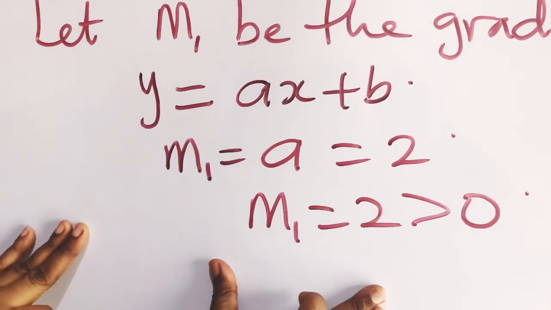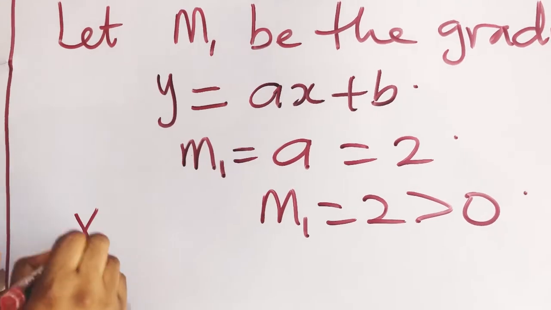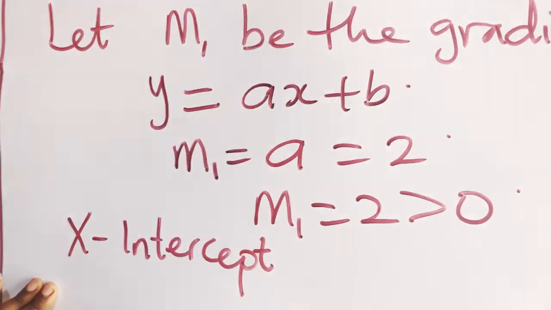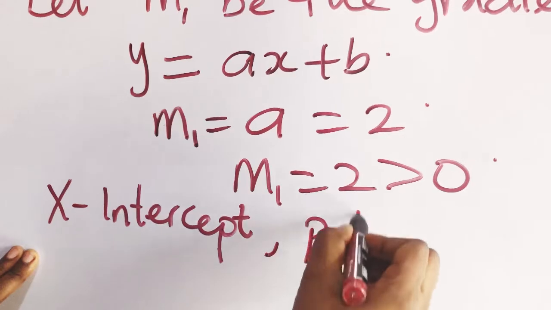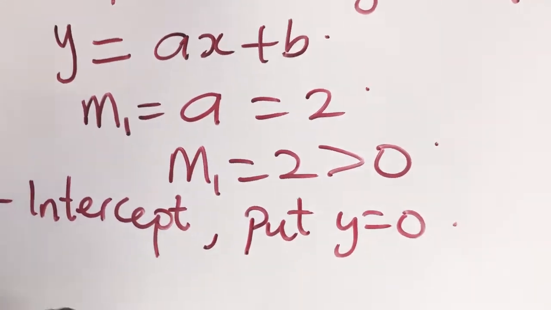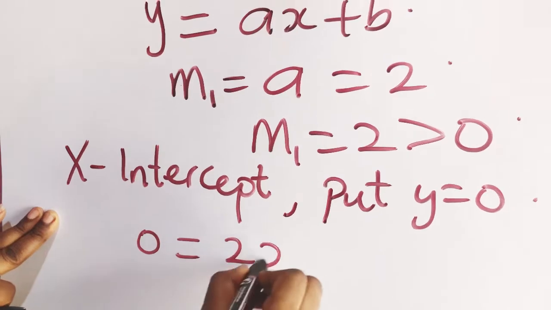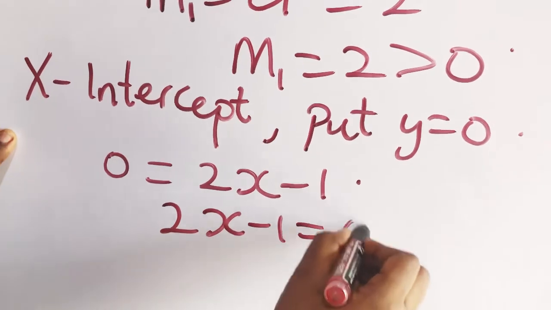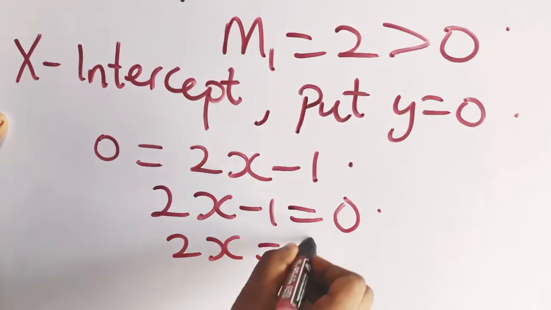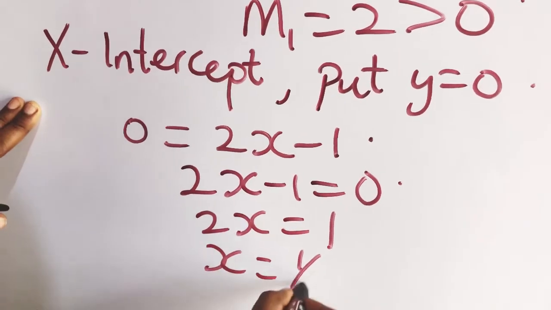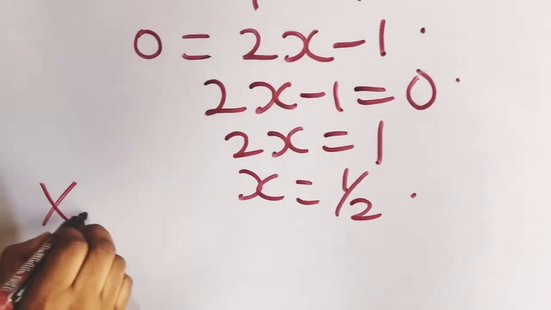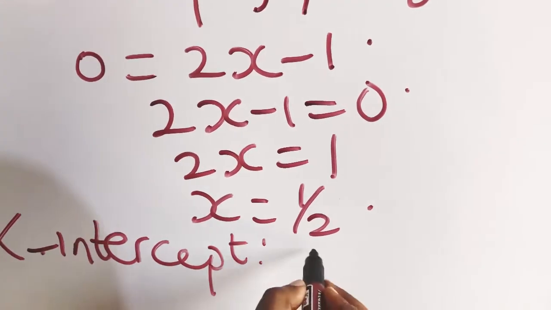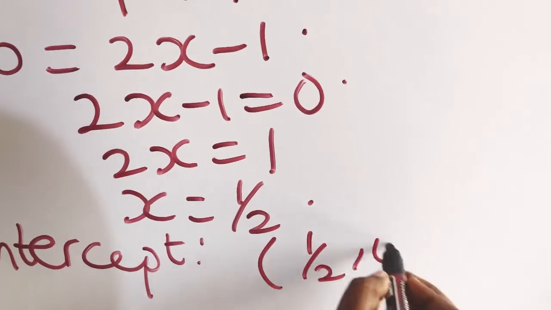So now to find the x-intercept, we put y equal to 0. So 0 is equal to 2x minus 1. We can rewrite it: 2x minus 1 is equal to 0. So 2x is equal to 1, x is equal to 1 over 2. So the x-intercept will be (1/2, 0).